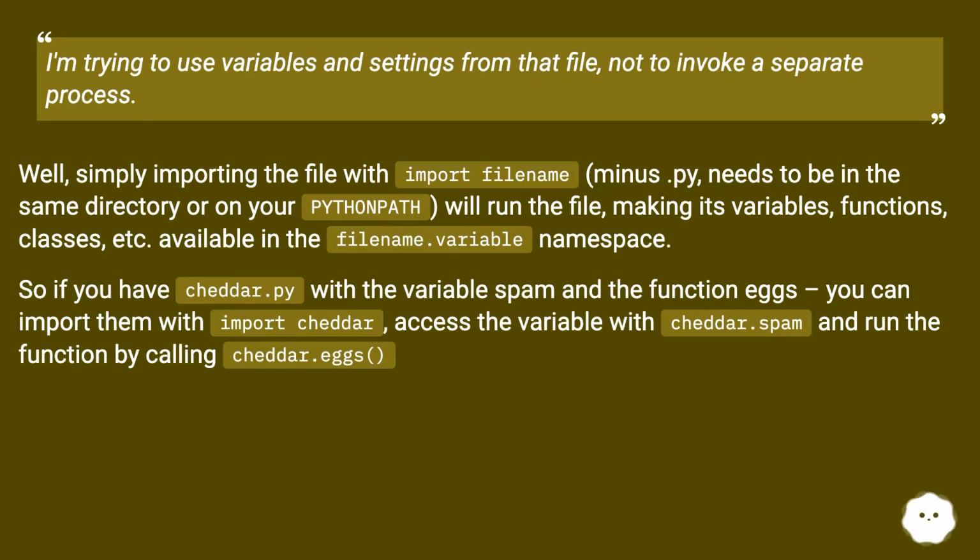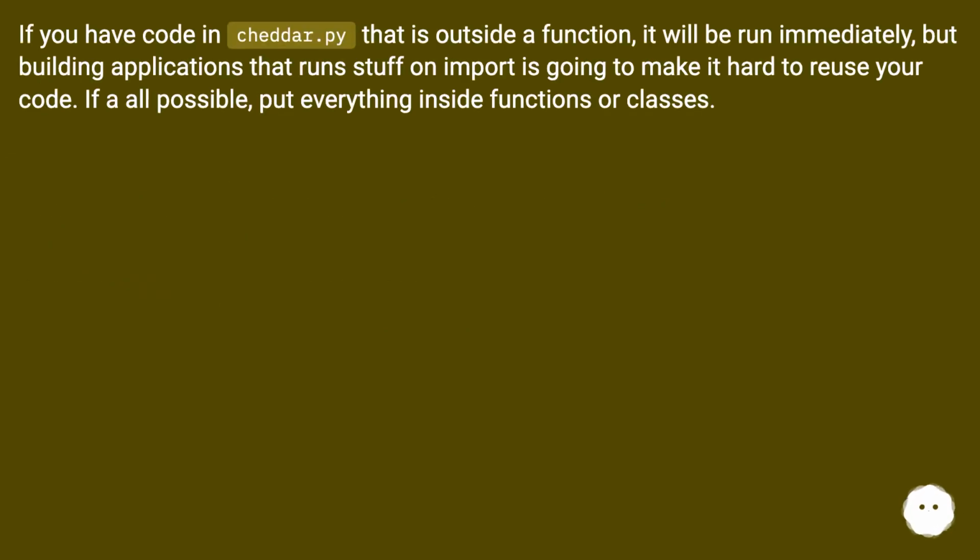So if you have cheddar.py with the variable spam and the function eggs, you can import them with import cheddar, access the variable with cheddar.spam and run the function by calling cheddar.eggs. If you have code in cheddar.py that is outside a function, it will be run immediately, but building applications that run stuff on import is going to make it hard to reuse your code. If at all possible, put everything inside functions or classes.